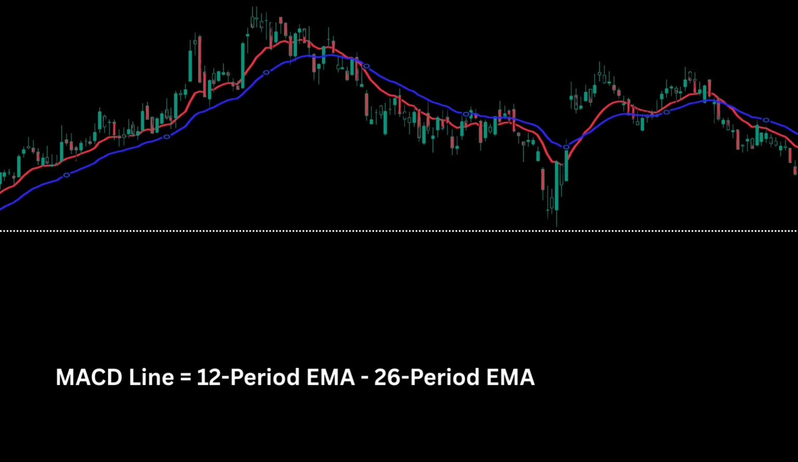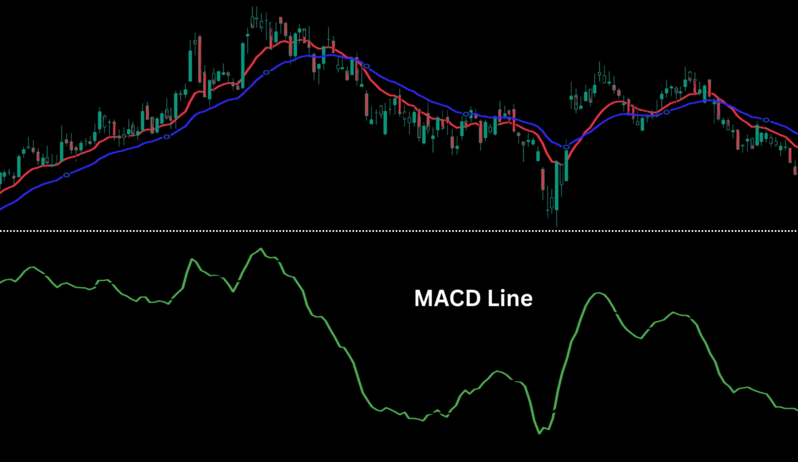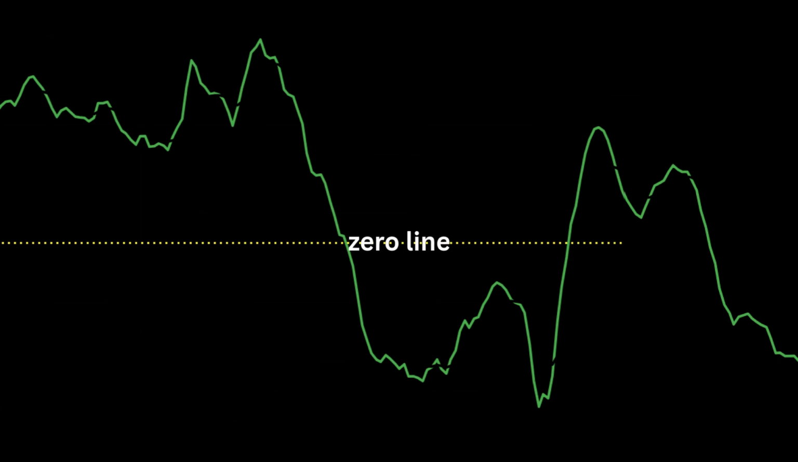By subtracting the marathon runner from the sprinter, what do we get? We get the difference between the short-term expectation and the long-term trend. This difference is the MACD line. So what does this line tell us? It's simple. When the MACD line is above the zero line, it means our sprinter, the 12 EMA, is ahead of the marathon runner, the 26 EMA.